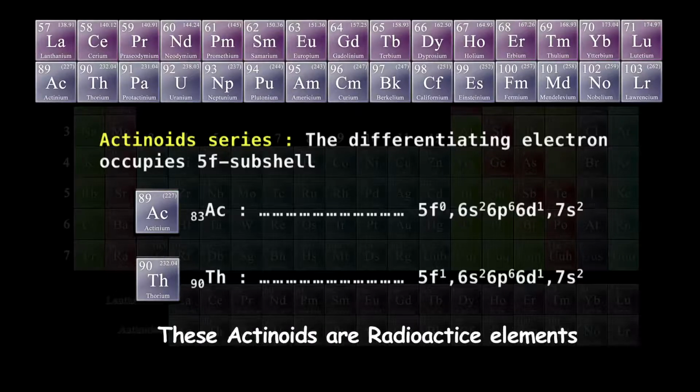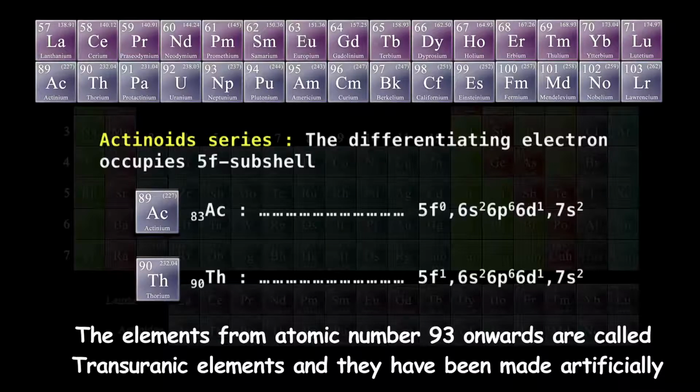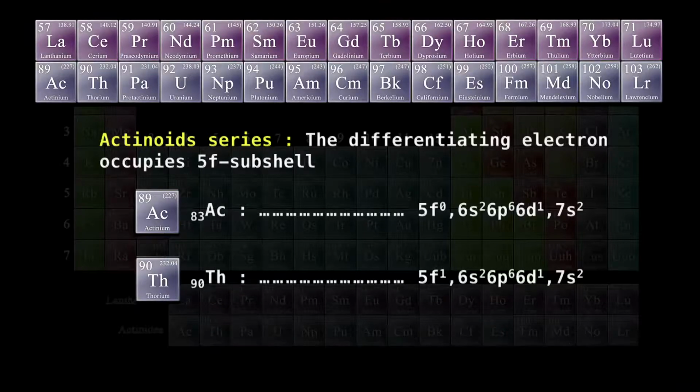And these actinoids are radioactive elements. The elements from atomic number 93 onwards are called transuranic elements, and they have been made artificially. G.T. Seaborg has significantly contributed to the discovery of these elements.